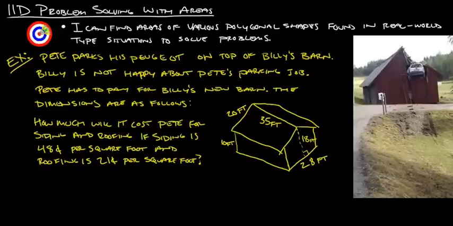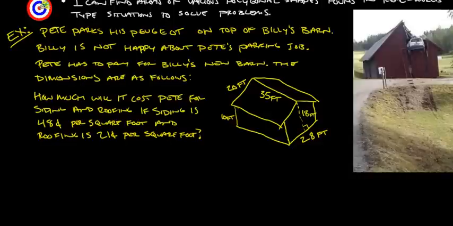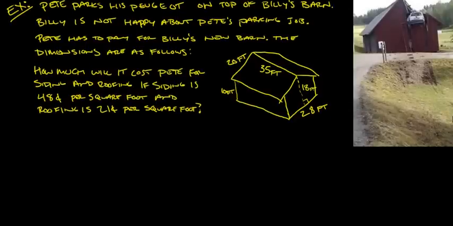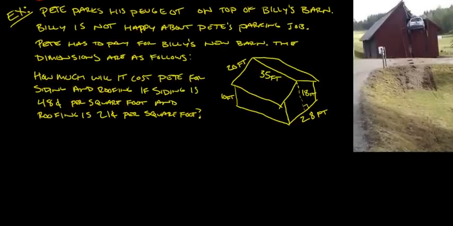So let's go through here and let's see, let's move this so that we've got a little bit more room to work. We've got to be able to see Pete's Peugeot parked on top there. So anyway, we have to find the total surface area of the roof and the total surface area of the barn, right? I guess it doesn't really matter what we start with. Let's start with the roof. I think that'll be a little bit easier.